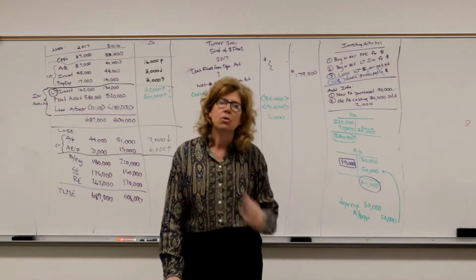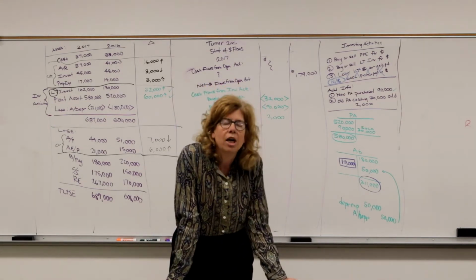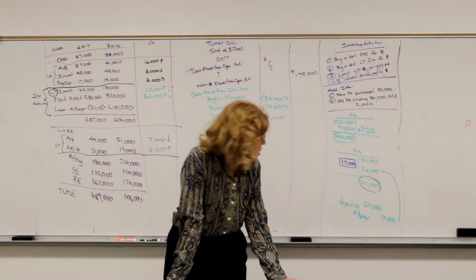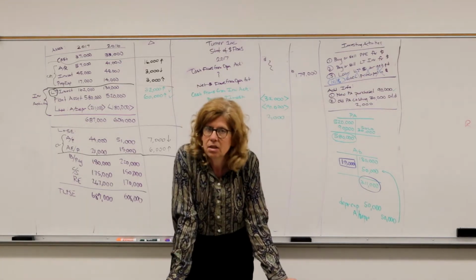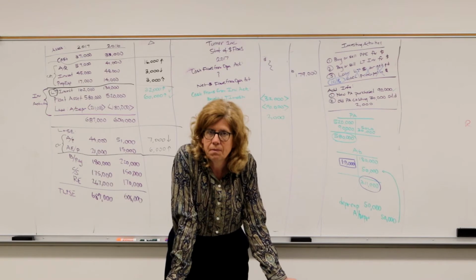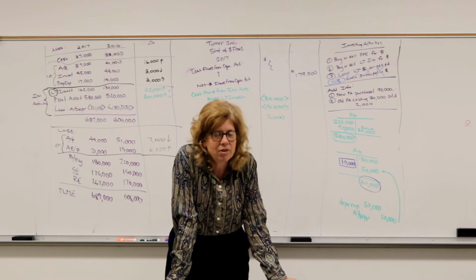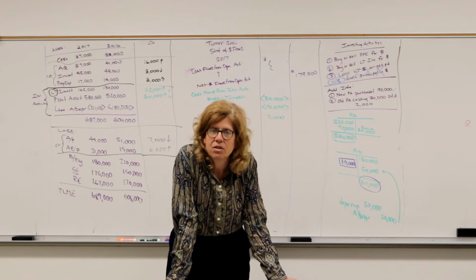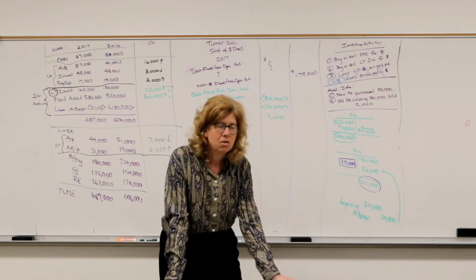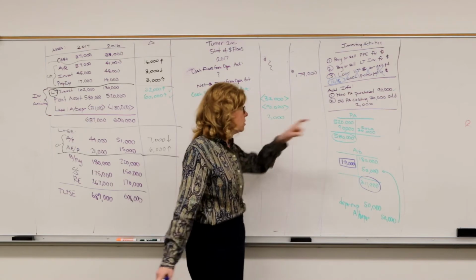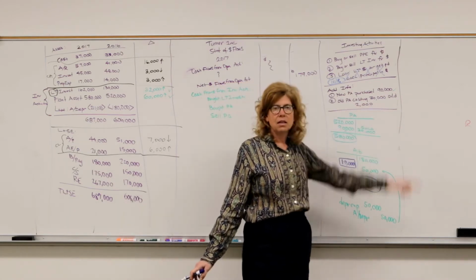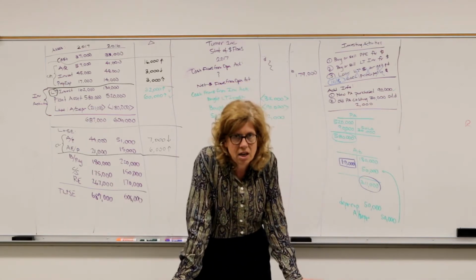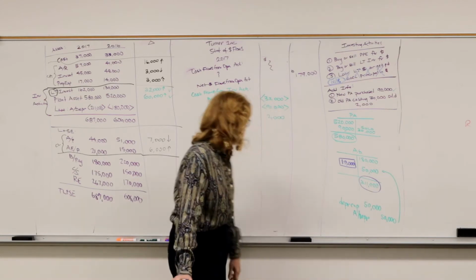So I ask you, when would I normally debit accumulated depreciation? And the only time that we would ever debit depreciation is if I sold an asset. Well, if we remember, we were told we sold an asset that cost $30,000 for $2,000. So we got to do some more math.